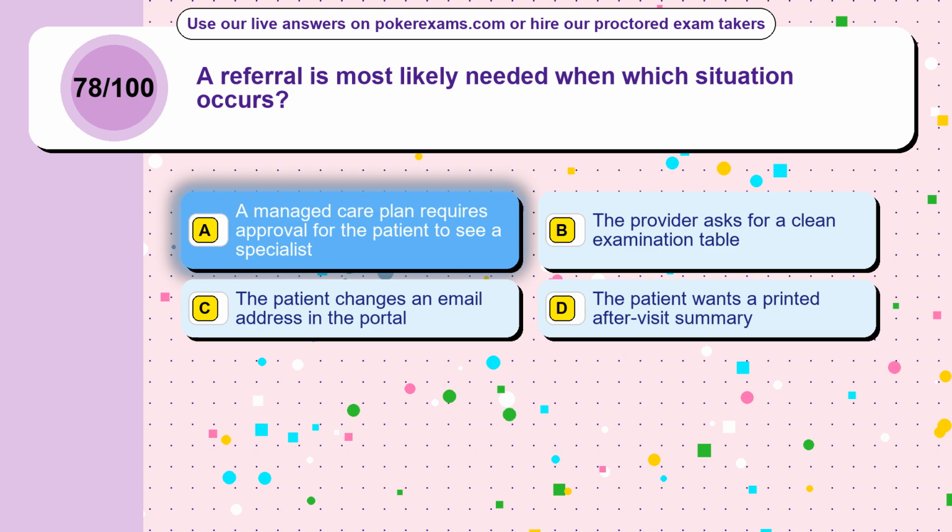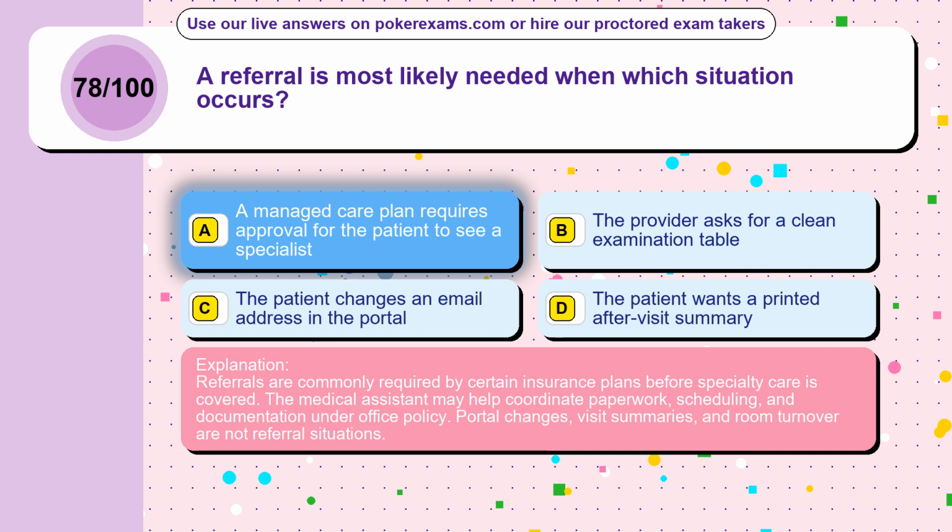The correct answer is option A. A managed care plan requires approval for the patient to see a specialist. Referrals are commonly required by certain insurance plans before specialty care is covered. The medical assistant may help coordinate paperwork, scheduling, and documentation under office policy. Portal changes, visit summaries, and room turnover are not referral situations.